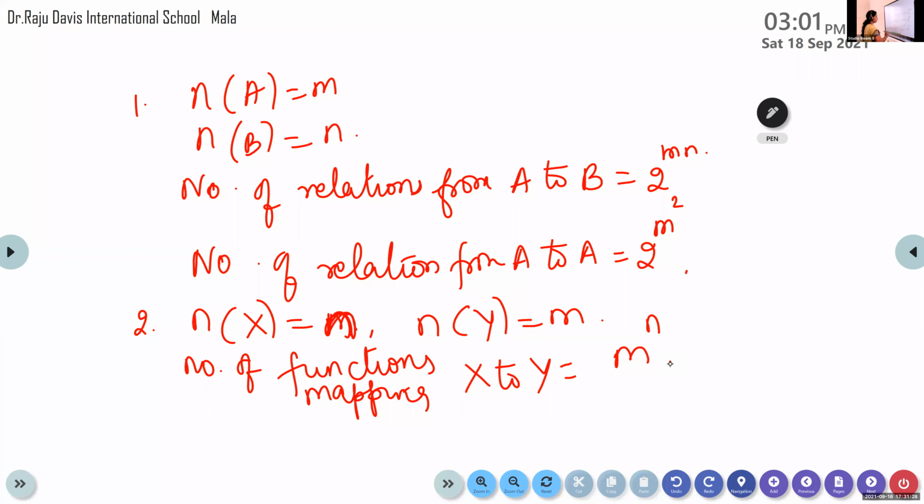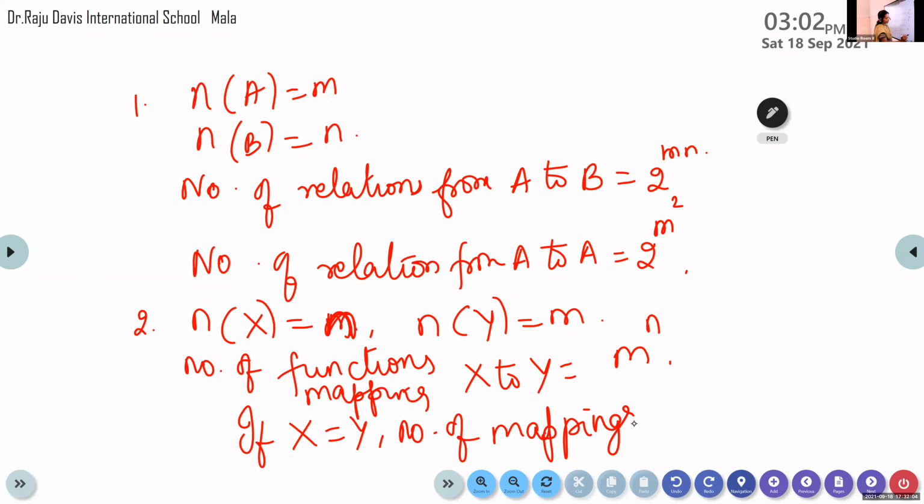Okay, note down this in the formula booklet, children. Don't write somewhere here and there, as you will not get time to write it again. Write it down neatly in your formula booklet or somewhere from where you are learning. Second one, if X is equal to Y, suppose it is a function from X to X, in that case the number of mappings will be n raised to n.